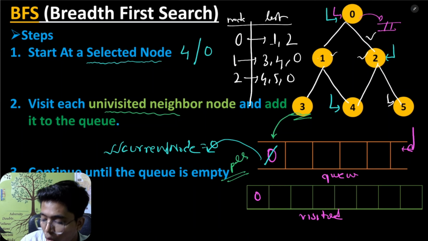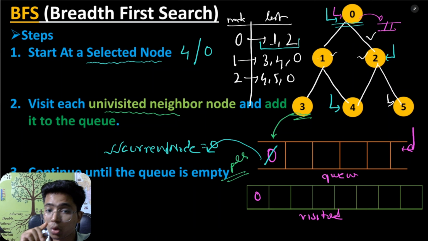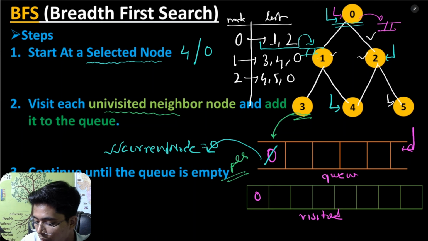Notice this 0 here. 0 is having two neighbors, 1 and 2. So simply what we will be doing, we will be pushing them back into the queue. So 1 and 2 will come here. Now 1 and 2 have come here, so we'll be visiting 1 and 2. We'll be adding them into the visited list, marking that they have been visited.